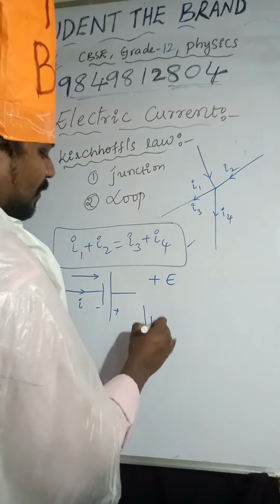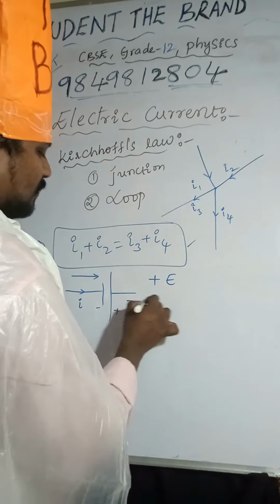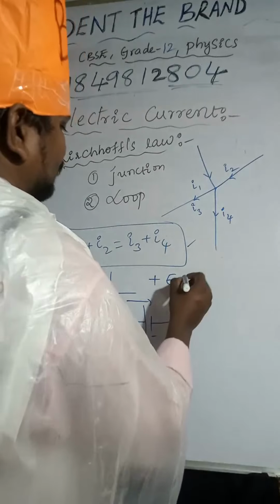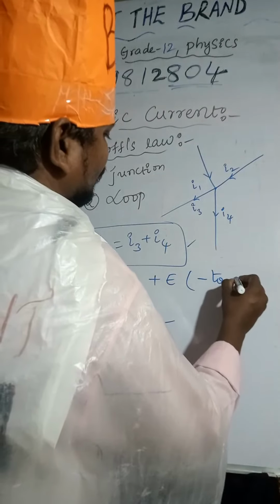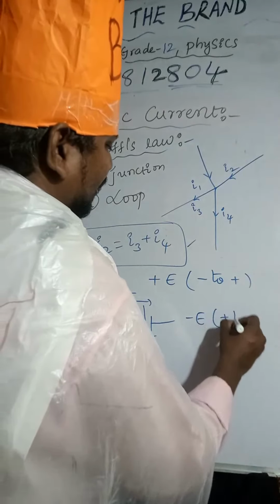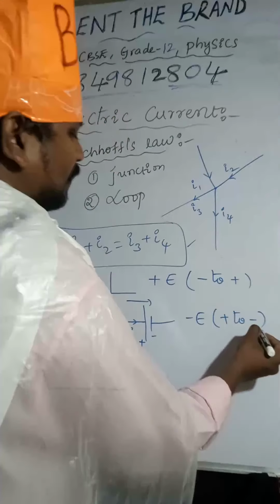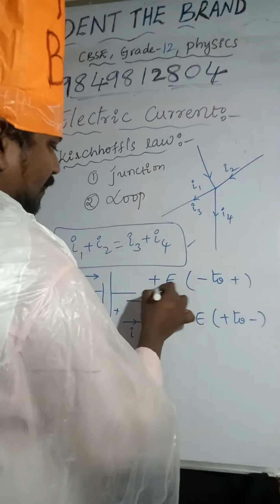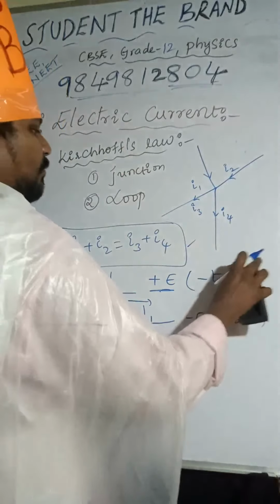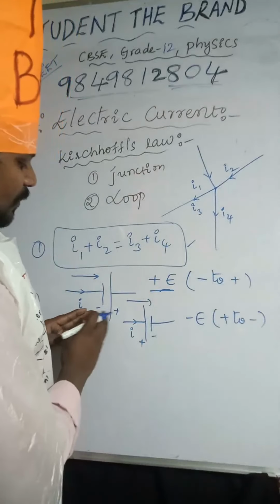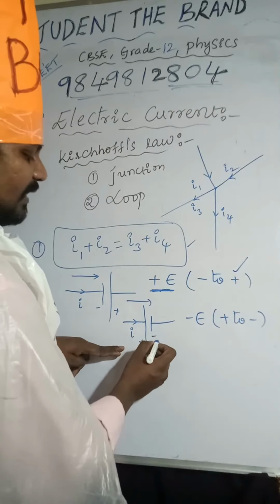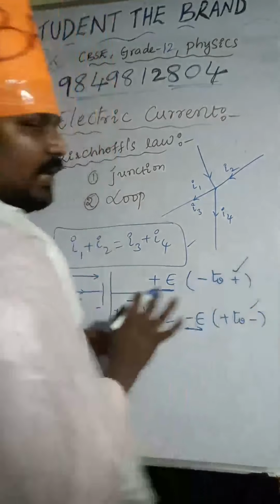Now when you are moving from positive to negative through the source, so current is passing like this. Here the EMF is negative because the final destination is negative. When you move from negative to positive, the final destination is positive, so positive EMF. When you move from positive to negative, the final destination is negative, so negative EMF. Like that you can remember.